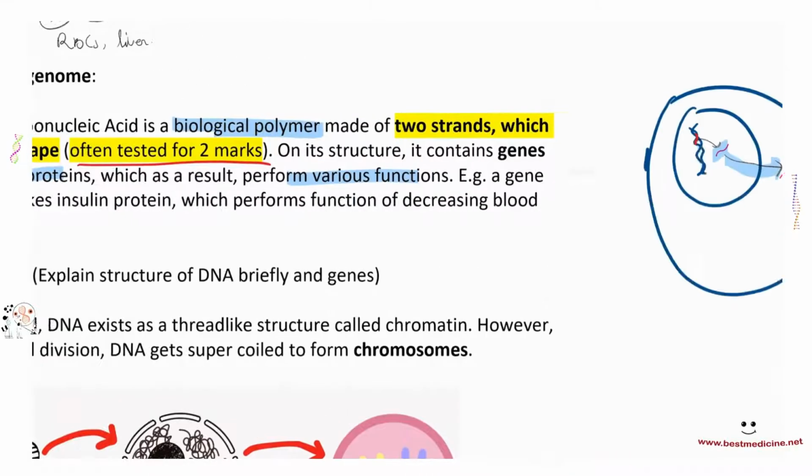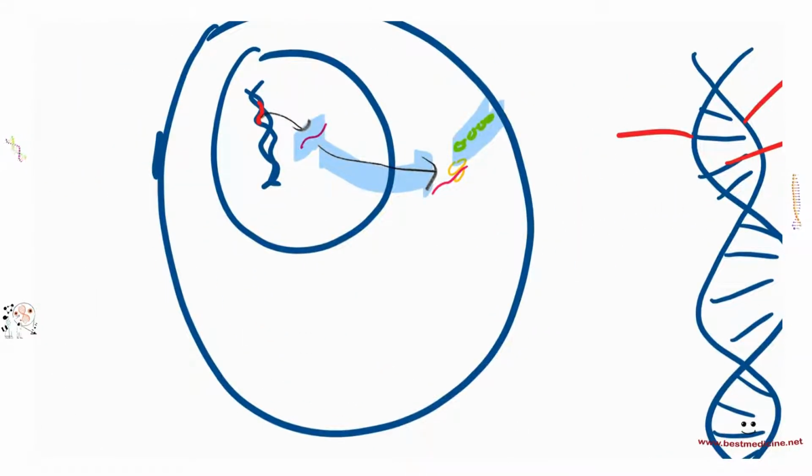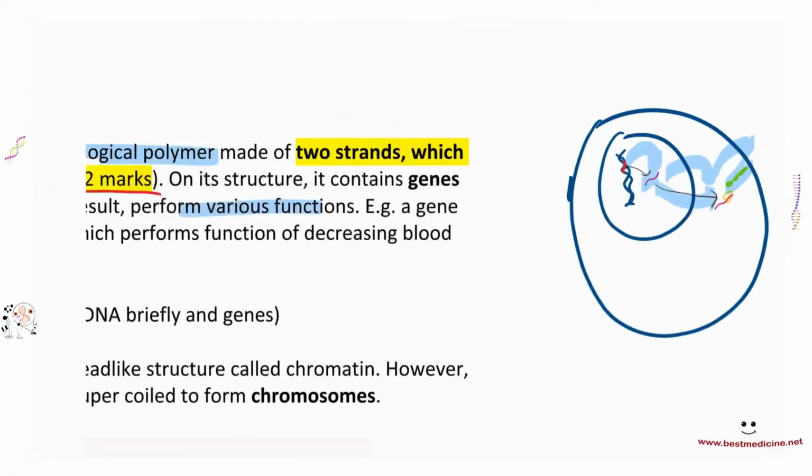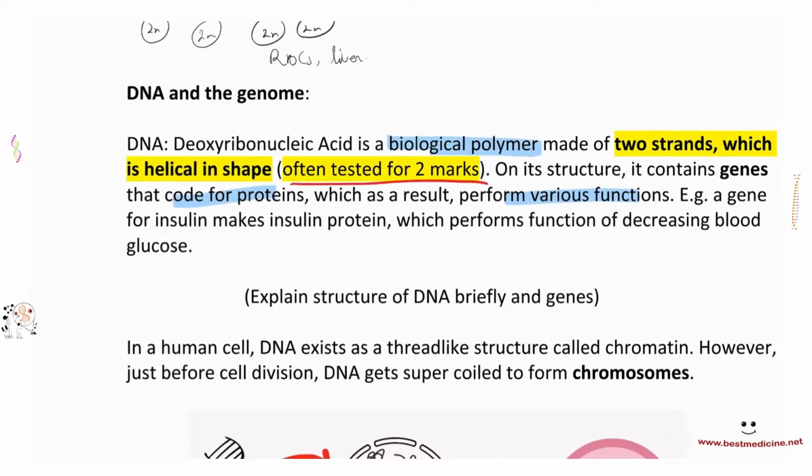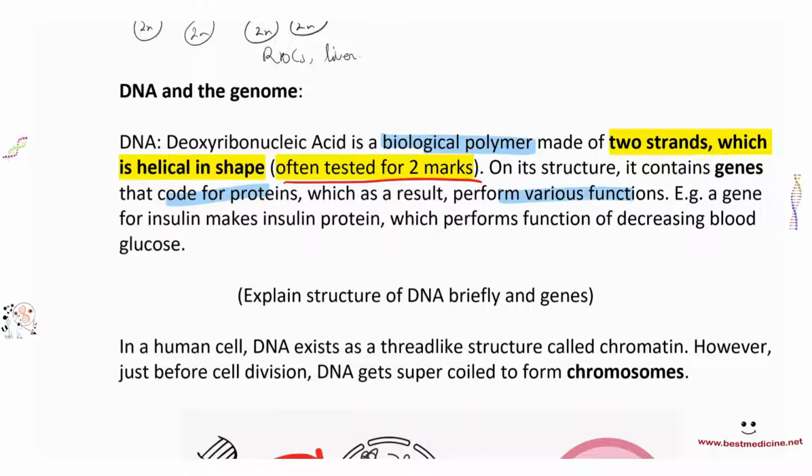For example, you could have a gene for insulin, right? So you could have a gene for insulin that's going to go into the ribosome. The ribosome makes the insulin, and so on. So for example, a gene for insulin makes insulin protein, which performs the function of decreasing blood sugar in, for example, when it targets the liver cells and the muscle cells and so on.